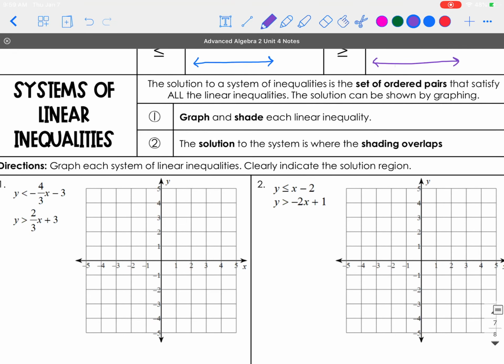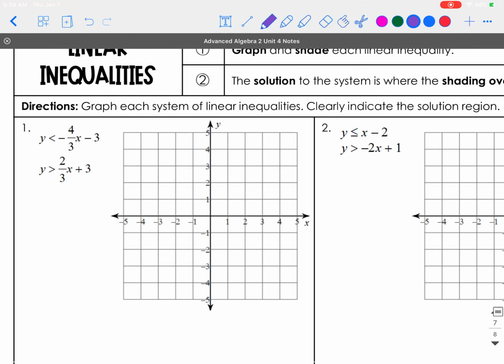So when we're graphing, we're going to have two different lines that we graph, and we're going to shade with both of those. So we're going to do them separately. Then the solution is where they overlap. So if you have two different colored pencils or pens or something that you could use, now would be a good time to get those.